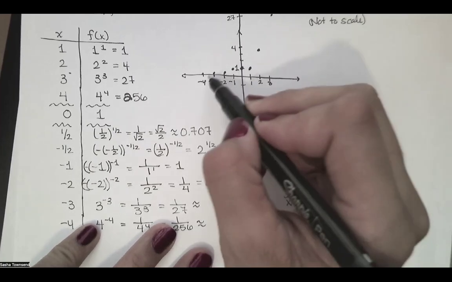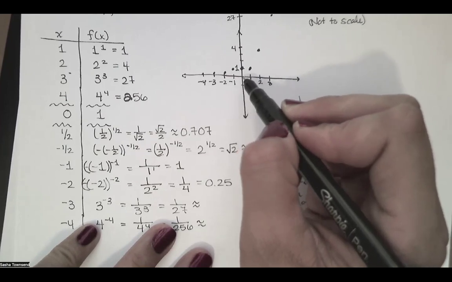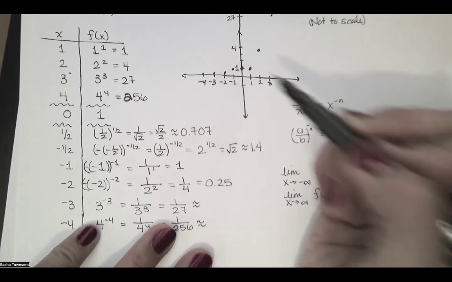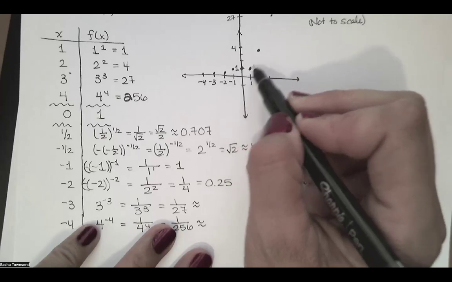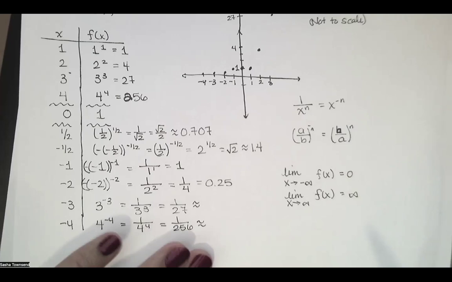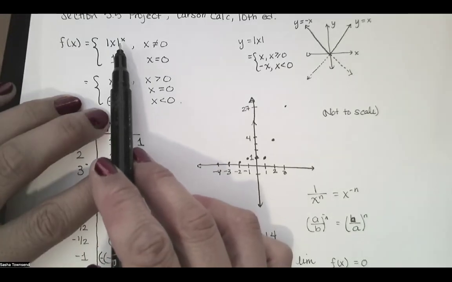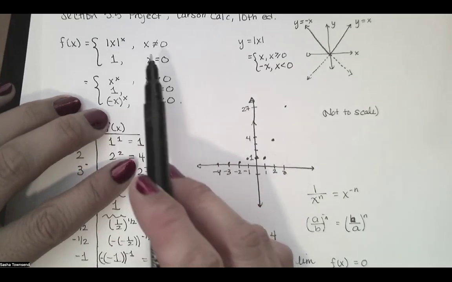And then something interesting happens here in the vicinity of 0. When x equals -1, when x equals 0, when x equals 1, all the y values are 1. There might be something interesting happening in between. So we'll keep that in mind and compute now the limit of this function as x approaches 0.